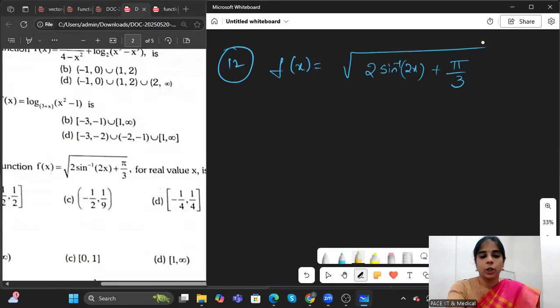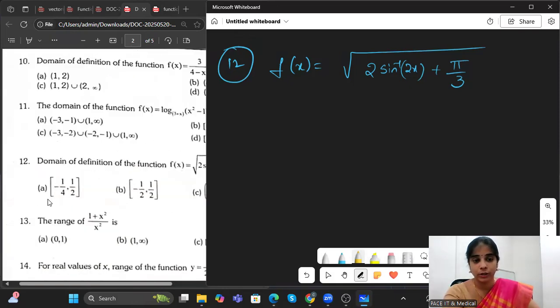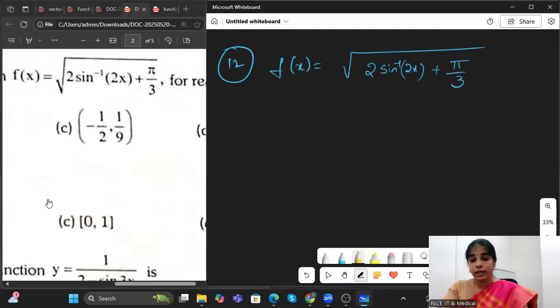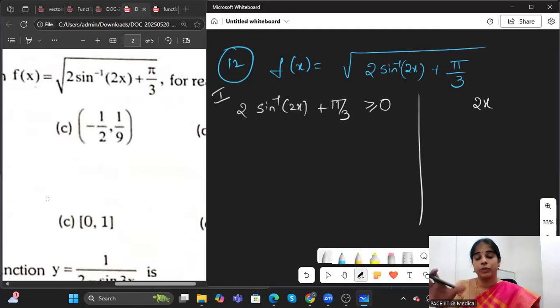Now what are all the options that I can have here? My square root function should always be greater than or equal to 0. This is also regarding the domain only. Whatever I have under the root, 2 sine inverse 2x plus pi by 3, should be greater than or equal to 0 always; that is my case 1. And I have sine inverse 2x. As I said, for sine inverse of some value x, x always lies between minus 1 to 1. So this is my case 2, right?